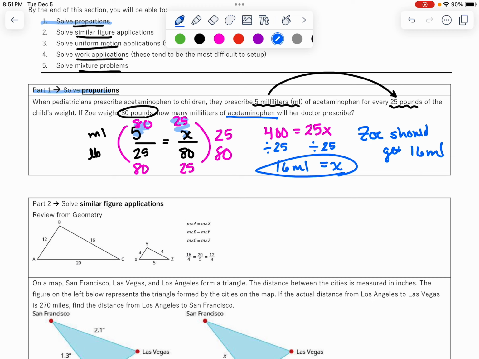So you're using two different scales of measurement there, pounds and milliliters. Yeah, they're proportional to each other. It's like 5 milliliters for those 25 pounds. So how many milliliters for?